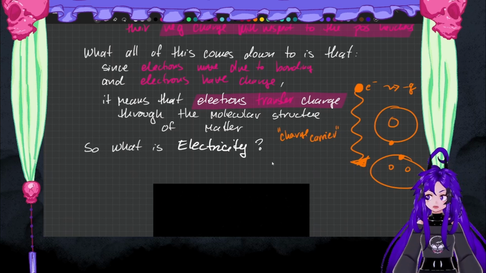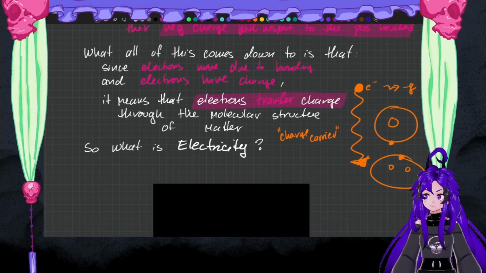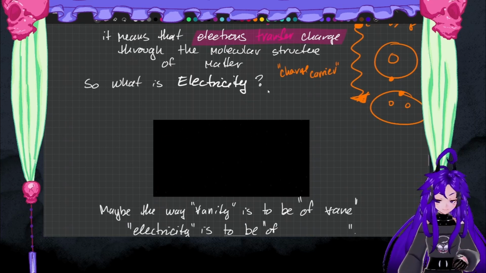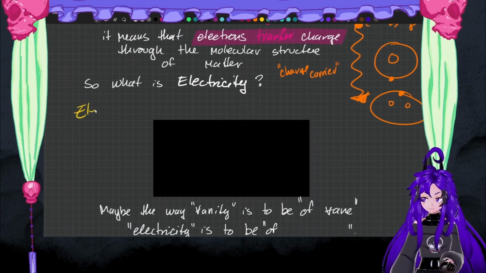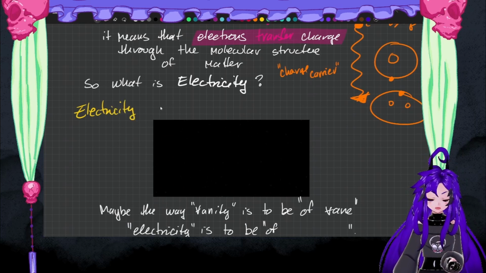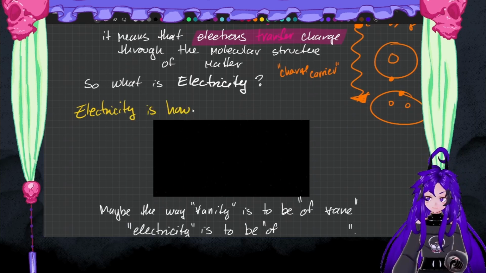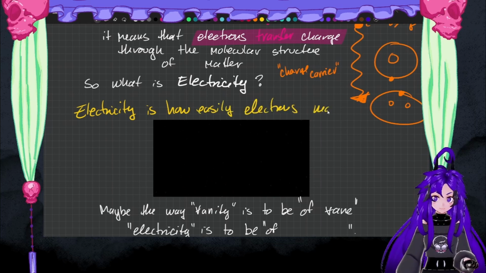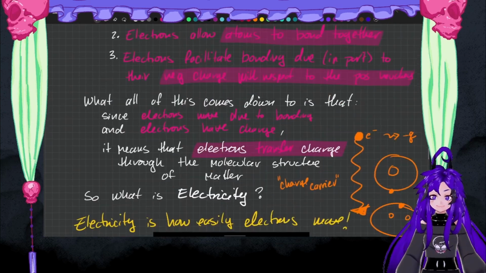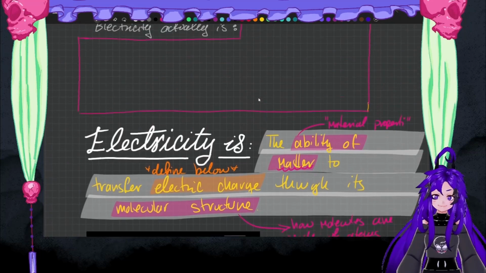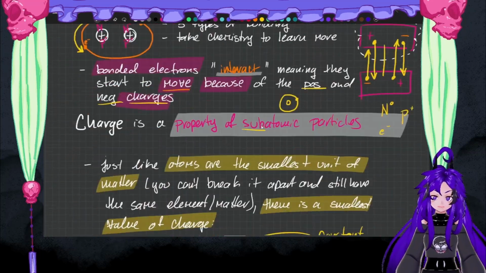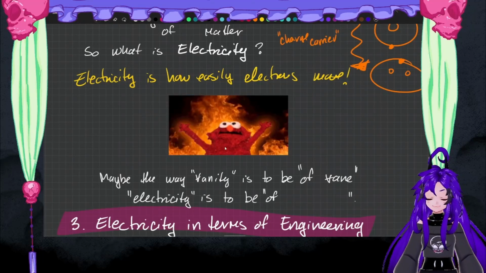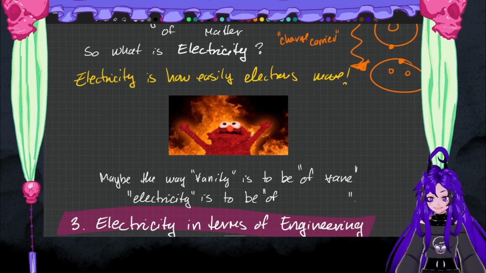And so with all of that in mind, what actually is electricity? I think we can put it together now. So electricity is how easily electrons move. That's it. This big ugly definition up here, all it means is electrons move. That's electricity. That is electrical engineering. You got it.